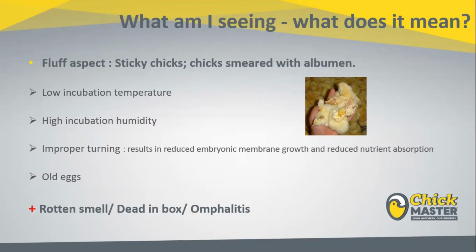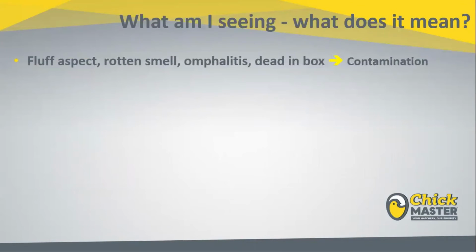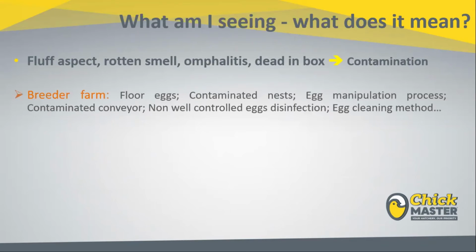If this aspect appears with tomato smell or dead in boxes or omphalitis, in this case we can think about contamination. Most probably, we are facing some contamination issues. The origin of this contamination can be the breeder farm with floor eggs or contaminated nests, or the egg manipulation process. For example, non-cleaned eggs when we are collecting, or non-cleaned hands when we are collecting eggs, contaminated conveyor also, or non-well controlled egg sanitation, or an egg cleaning method that is not correct.